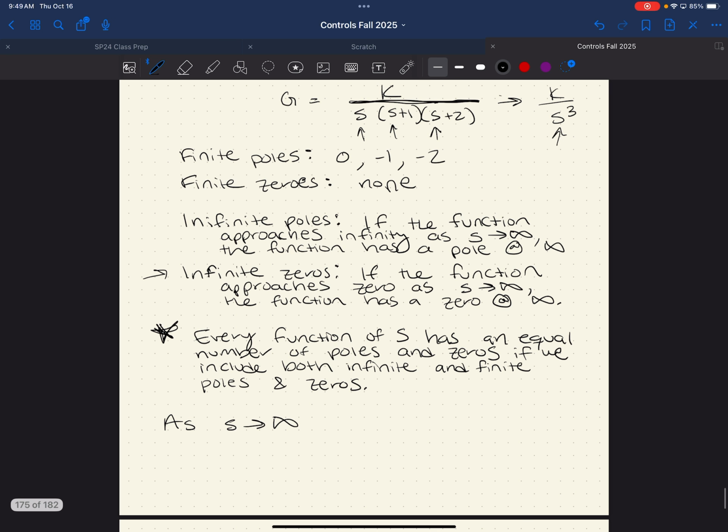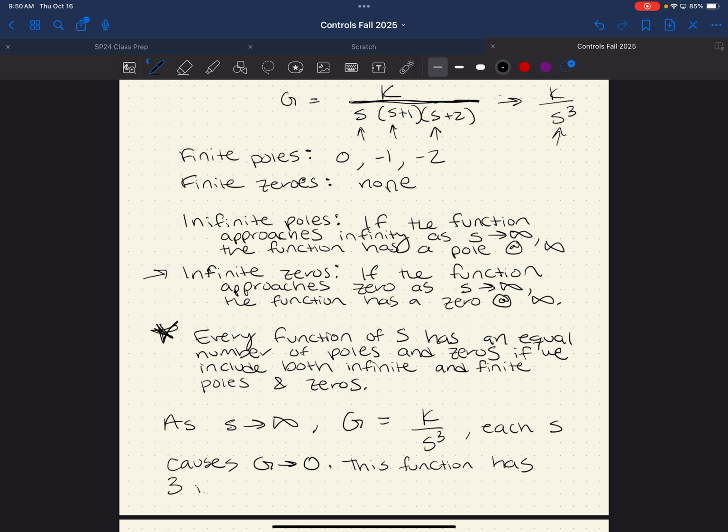So as s goes to infinity, g becomes k over s cubed, and each s, as it goes to infinity, causes g to go to 0. So this function has 3 infinite zeros.